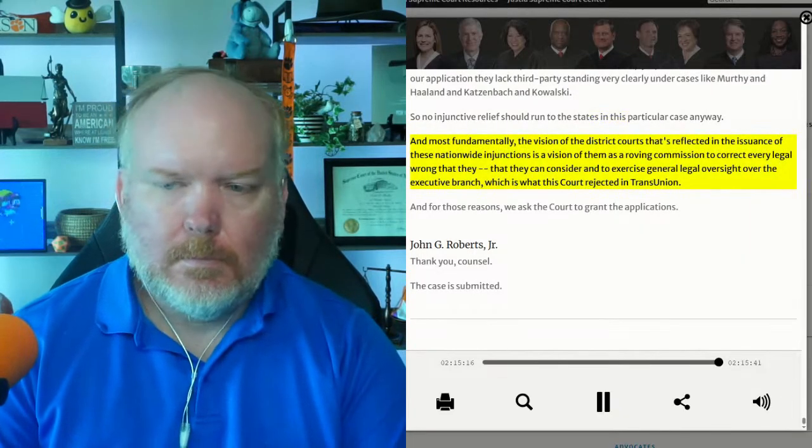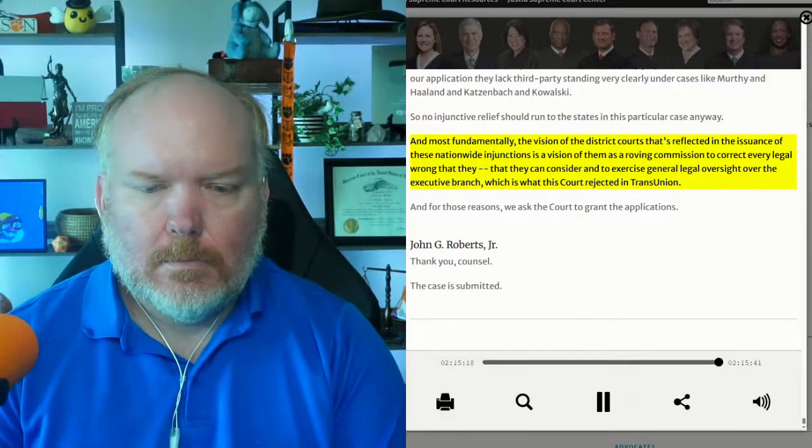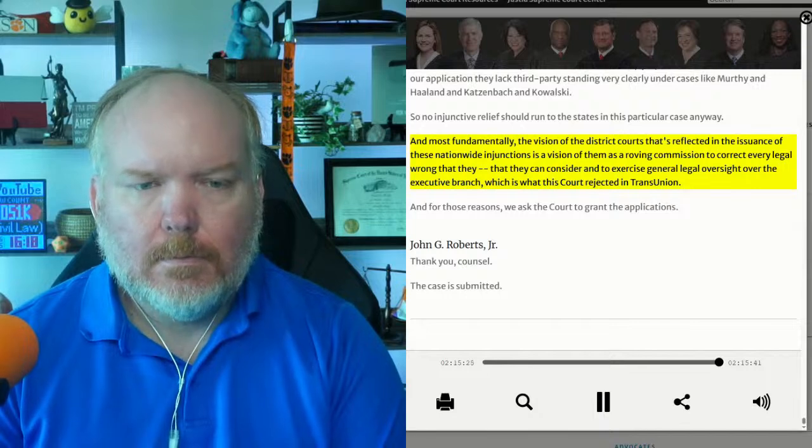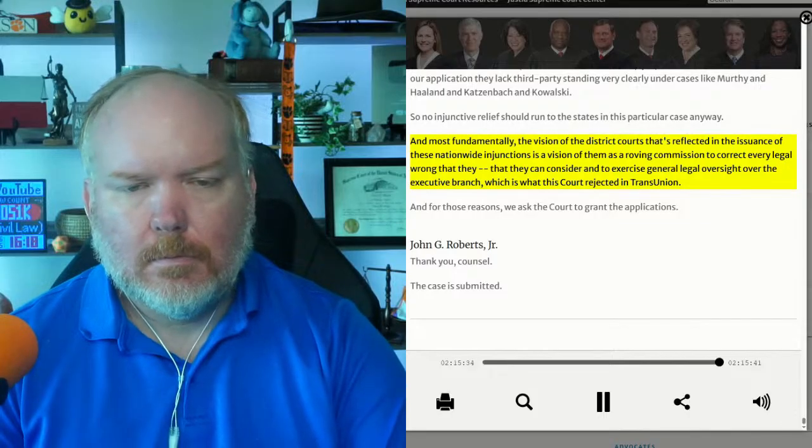And most fundamentally, the vision of the district courts that's reflected in the issuance of these nationwide injunctions is a vision of them as a roving commission to correct every legal wrong that they can consider and to exercise general legal oversight over the executive branch, which is what this court rejected in TransUnion.